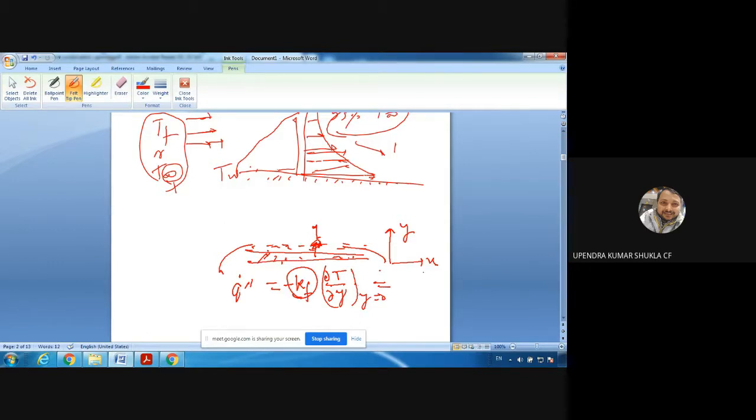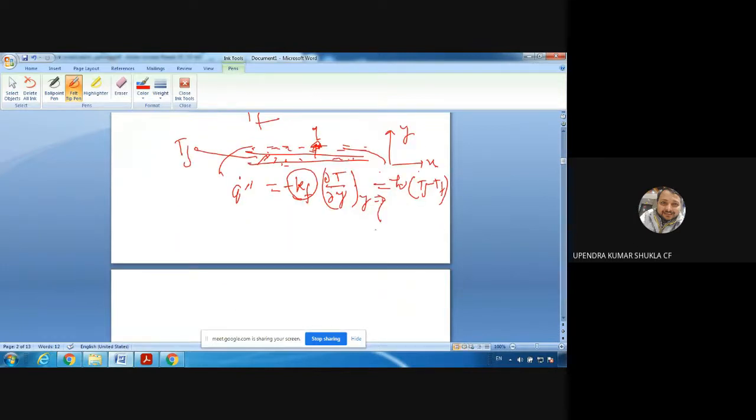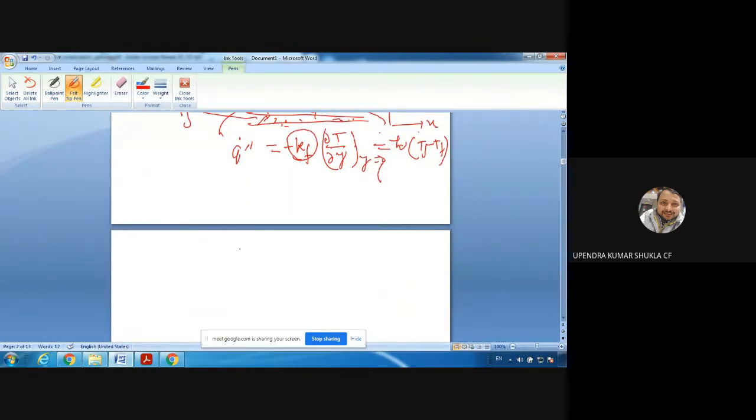So convection. What can you write here? h. Suppose the surface has the temperature Ts and the fluid has the temperature Tf. So h times Ts minus Tf. Find the value of h, the heat transfer coefficient, from here. How will you get it? From this equation, h is equal to, in the numerator, minus Kf del T over del y at y equal to 0, at the surface, divided by Ts minus Tf.